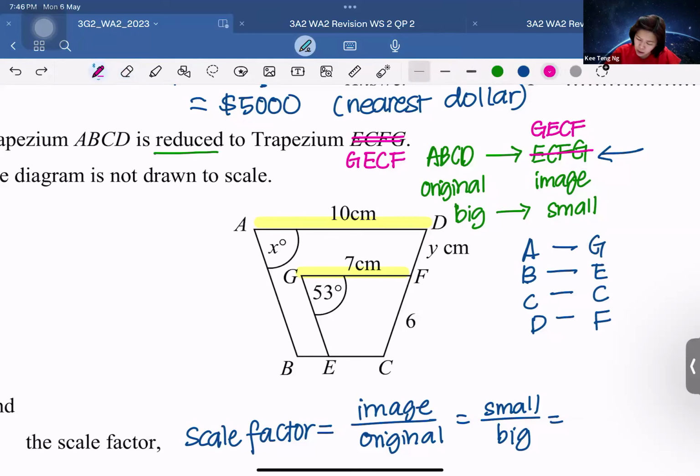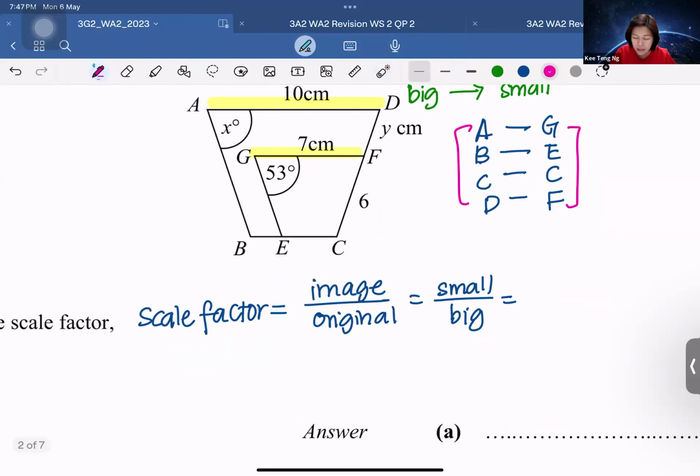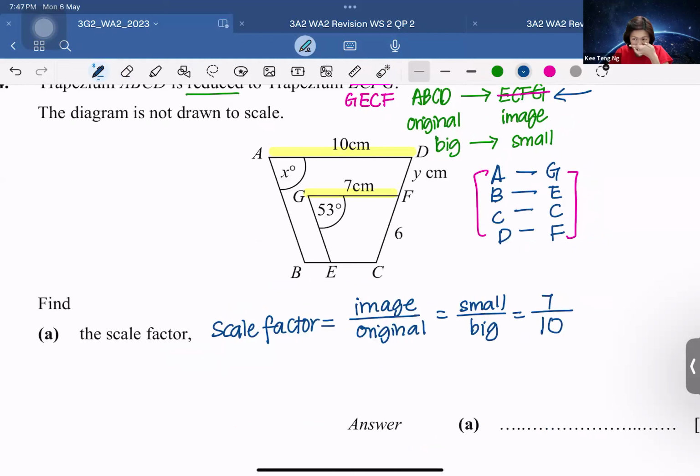So then we have AD with GF. The matching pair, GF and AD, will be 10 cm and 7 cm. We take the small one, which is 7 cm over 10 cm. So this will be my scale factor. Is that okay?